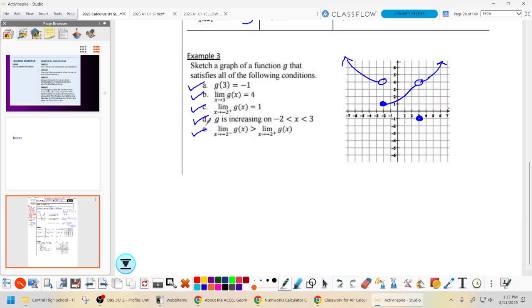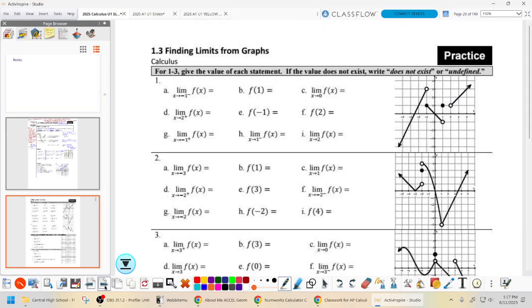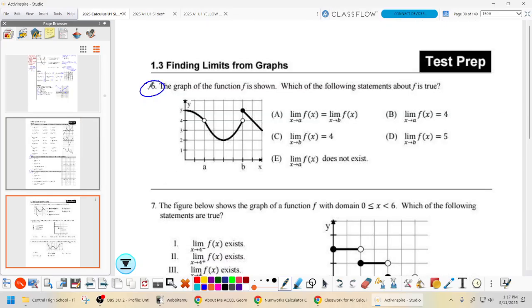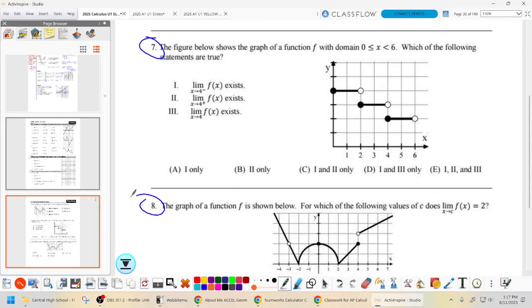All right, flip the page for the work. And circle 4, 5, 6, 7, 8. All right, grab your calculators. We're not going to use it right away, but we will here in a couple minutes. You good? Yeah.